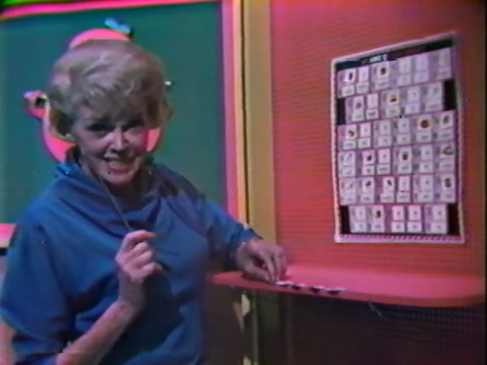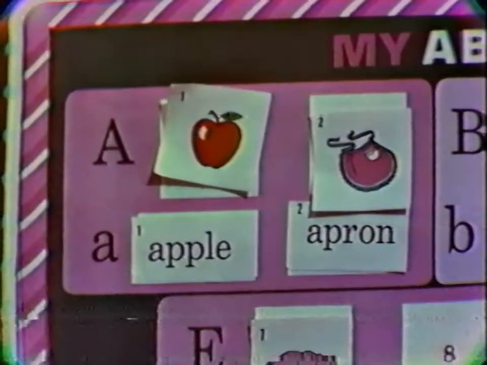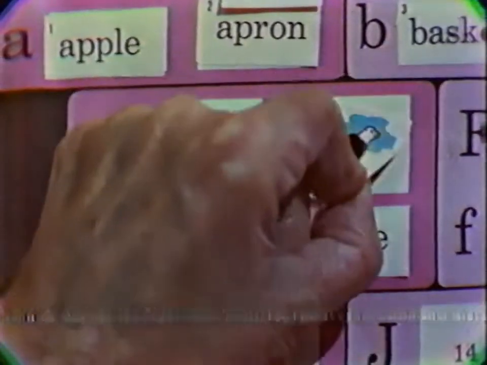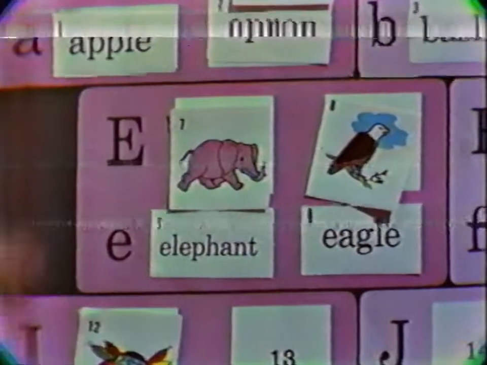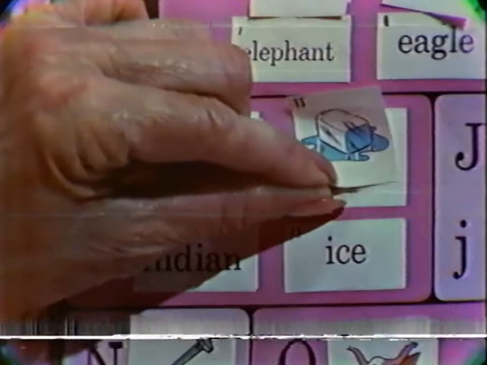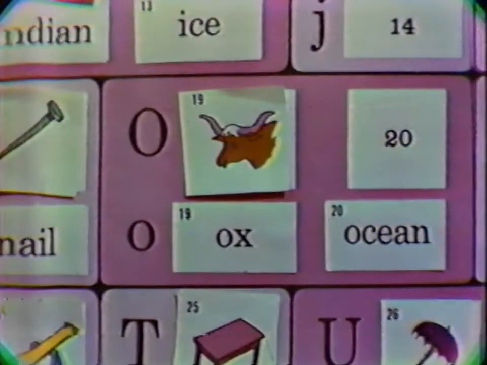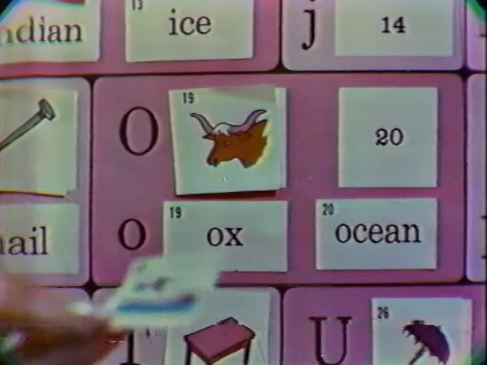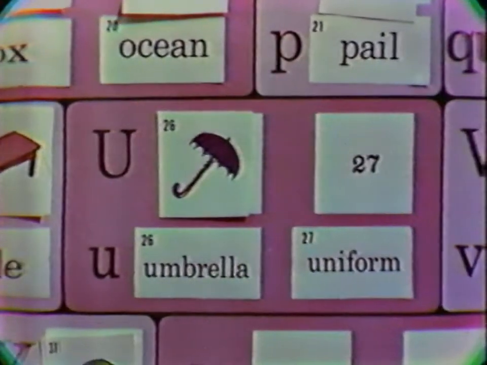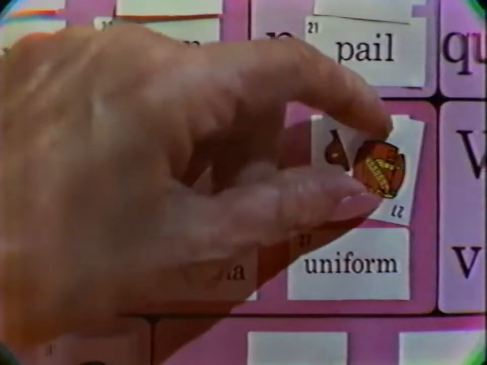The first one is A, and we paste up the clue, apron. And then there is E, and for that one, it is eagle. And you know that one. I, and the clue is ice. And for O, the long O, and its clue is ocean. And the last one, U, and its clue is uniform.